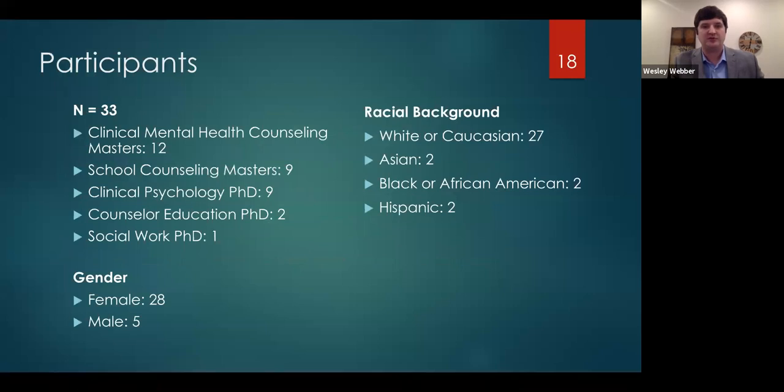These were the participants. So I did have a focus on counseling students, but to obtain a large enough sample, I extended out into some related helping fields, clinical psych, and social work as well. You can see the participants were mostly female and also mostly white in racial background.